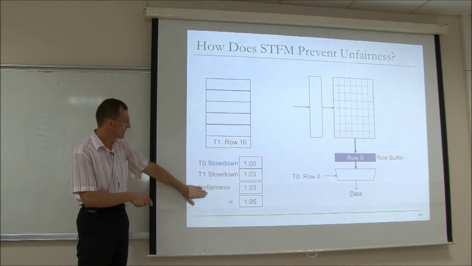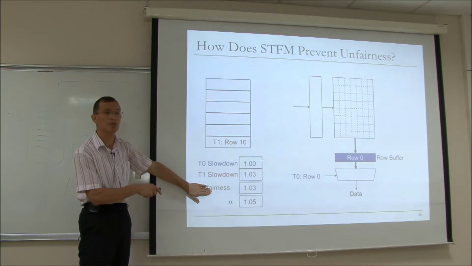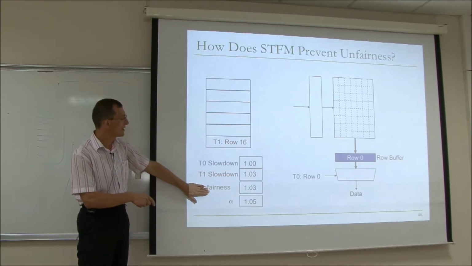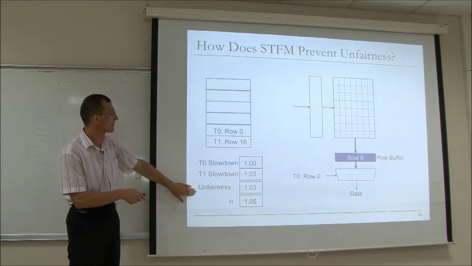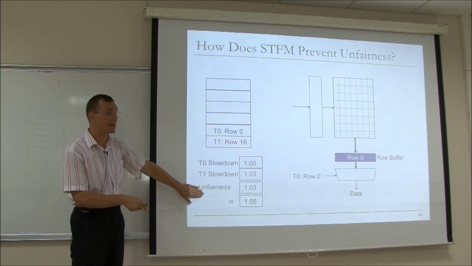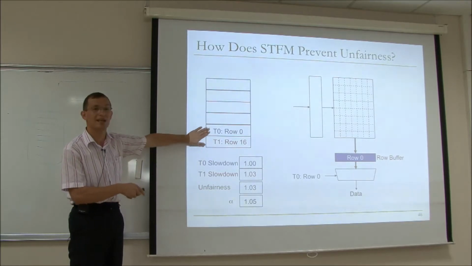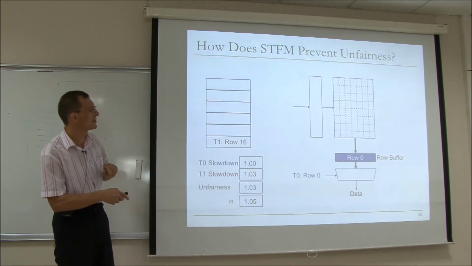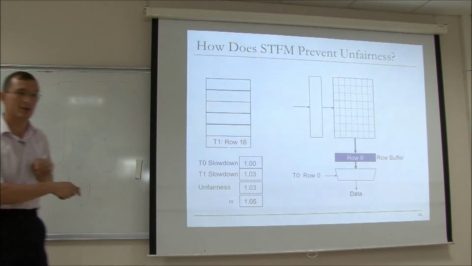And the unfairness in the system is, remember, maximum slowdown divided by minimum slowdown, 1.03. And the memory controller checks for the next request whether unfairness is less than alpha. It is less than alpha. So it keeps going with the throughput-oriented scheduling policy. So it prioritizes thread 0's request over thread 1's request, right? Because this sits in the row buffer.